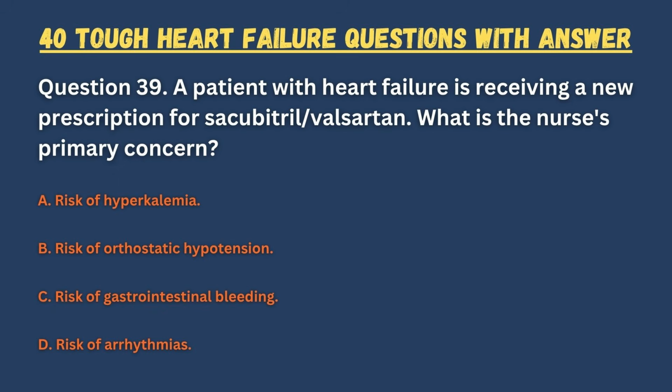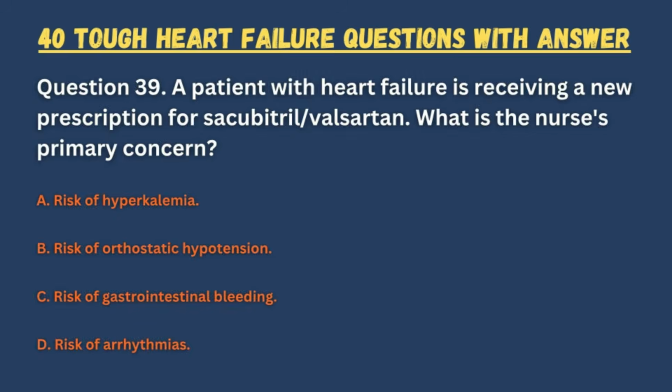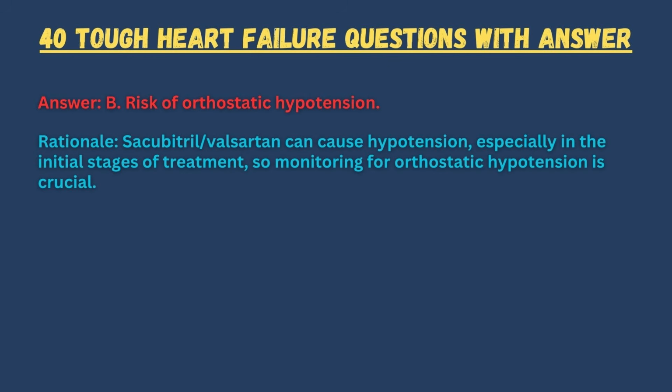Question 39. A patient with heart failure is receiving a new prescription for sacubitril/valsartan. What is the nurse's primary concern? A. Risk of hyperkalemia. B. Risk of orthostatic hypotension. C. Risk of gastrointestinal bleeding. D. Risk of arrhythmias. Answer. B. Risk of orthostatic hypotension. Rationale. Sacubitril/valsartan can cause hypotension, especially in the initial stages of treatment, so monitoring for orthostatic hypotension is crucial.